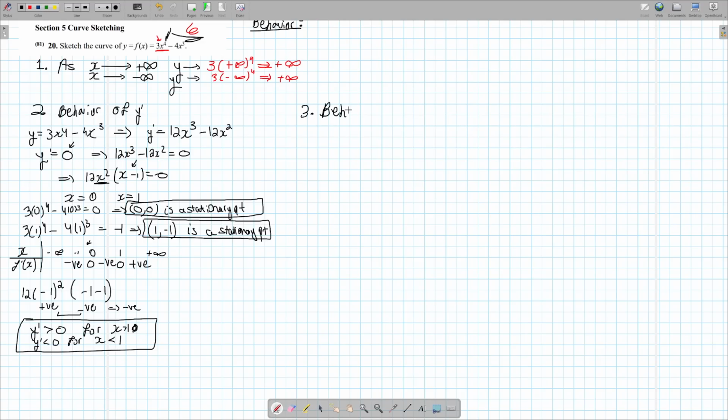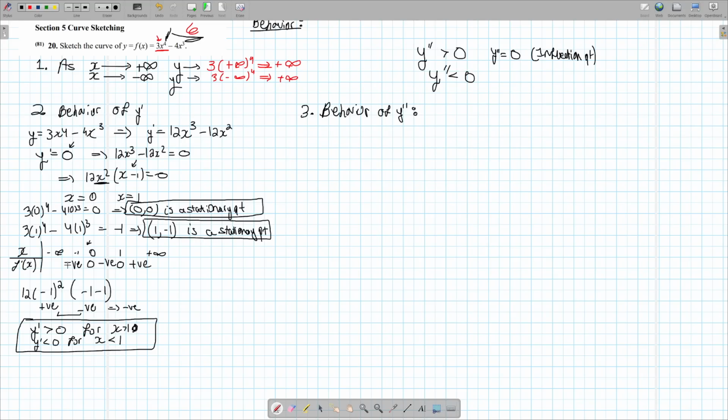So the third step would be now what? The behavior of y double prime. You know, when is it concave up? When y double prime is greater than 0. When is it concave down? When y double prime is less than 0. Okay, so behavior of y double prime. We need to know when it's positive, when it's negative. And we also need to know what happens when y double prime is equal to 0, guys. Remember, this means inflection point, right? And that's when concavity changes.